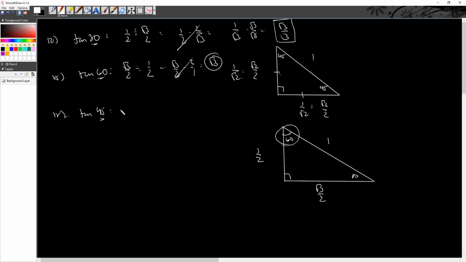And then tangent of 45, Jensen, which one is that going to be? Top one. So again, it doesn't matter which 45 I reference, they're all the same. So rad 2 over rad 2. And anything divided by itself is always 1.